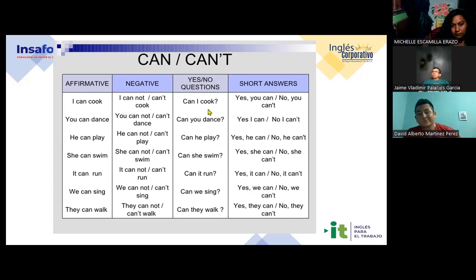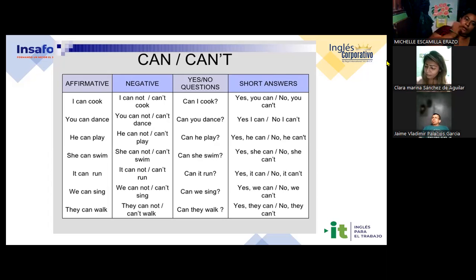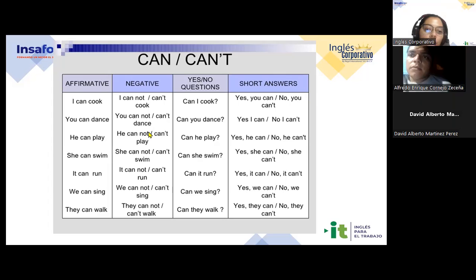Porque aquí dice can I cook, ¿verdad? Y luego tenemos las respuestas. Yes you can, no you can't, yes I can, no I can't, yes he can, dependiendo. Pero las vamos a hacer todas con you. Ok, le hago otra pregunta. Can you cook? No puede bailar, no puede cocinar. No, David, qué barbaridad. No, I can't. Ok, David, vamos a dejar de tarea que aprenda a cocinar.